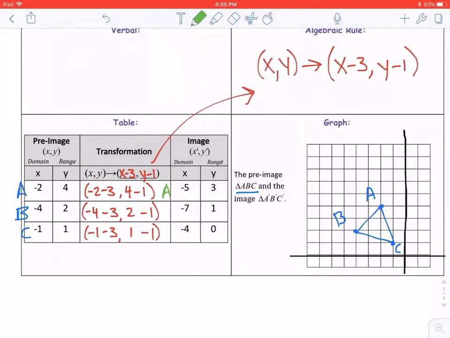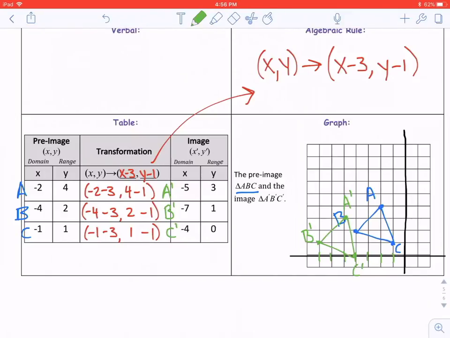So A prime, B prime, C prime. So A prime is located at -5, 3. So go left 5 from the origin. 1, 2, 3, 4, 5. Up 3. So we got A prime. B prime is -7, 1. So 1, 2, 3, 4, 5, 6, 7, 1 is B prime. And C prime is at -4, 0. So 1, 2, 3, 4, -4, 0.